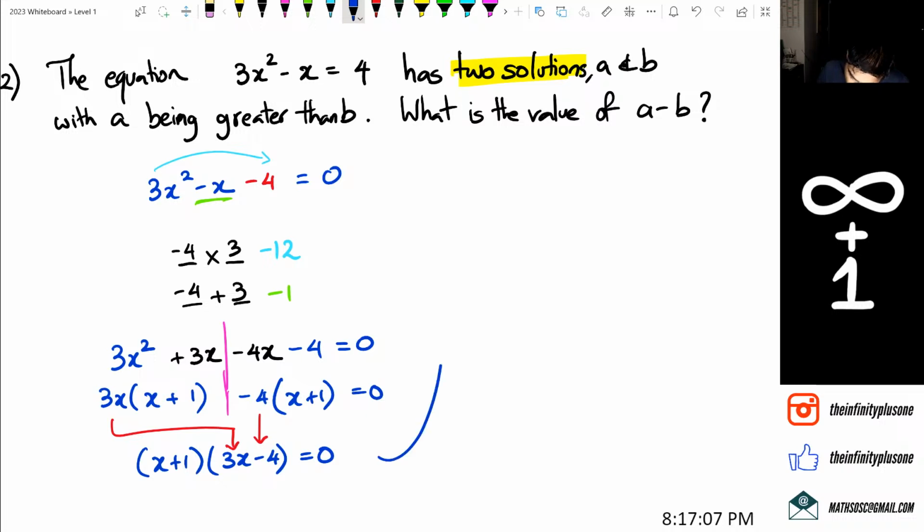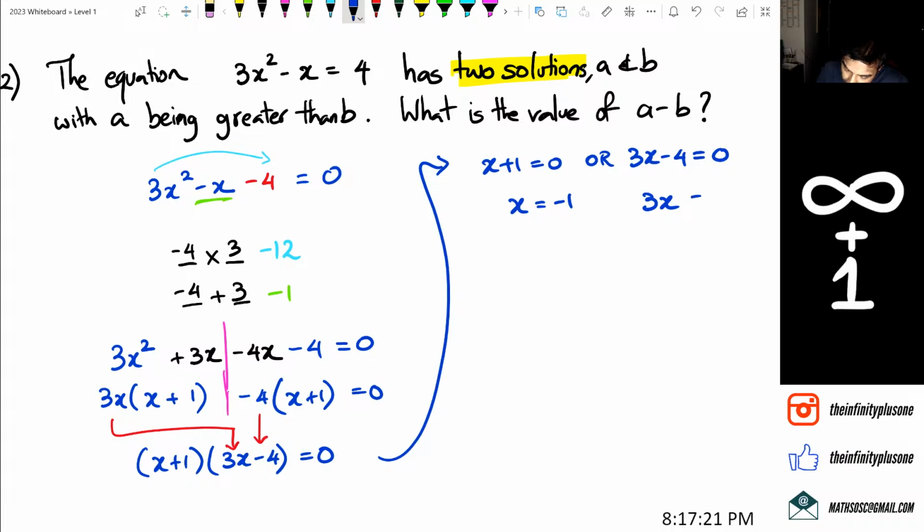So from here I can say that x plus 1 equals 0, or 3x minus 4 is equal to 0. So for my first answer, I'm going to get x is equal to -1. And for my second answer, I'm going to get 3x is equal to +4, and then x is equal to 4/3.